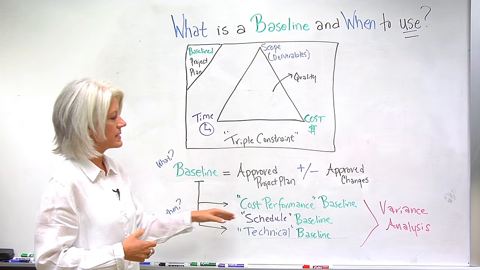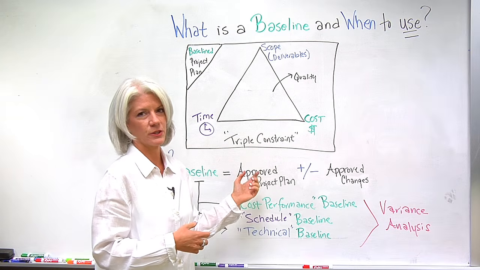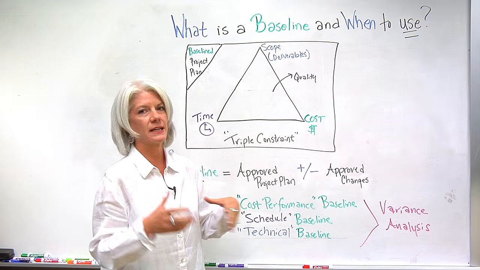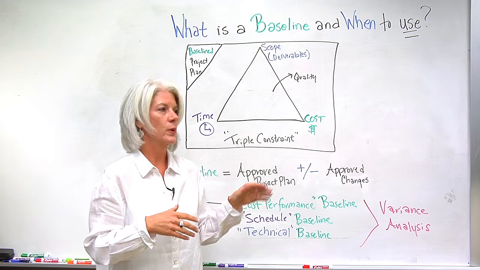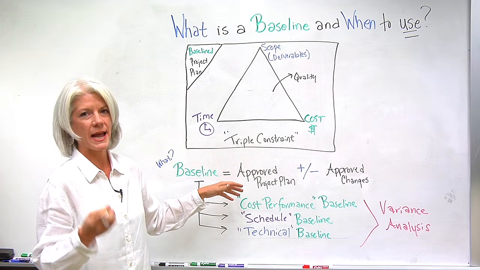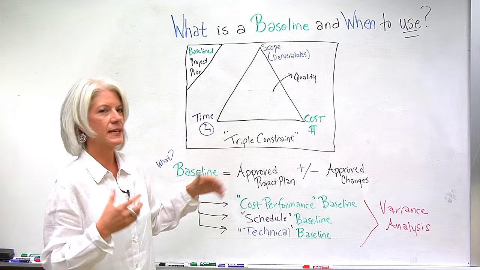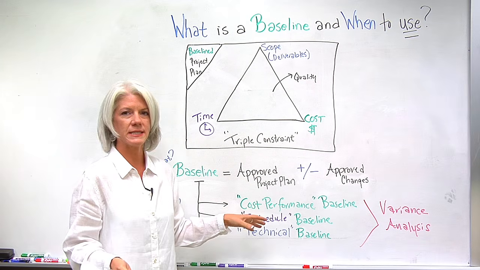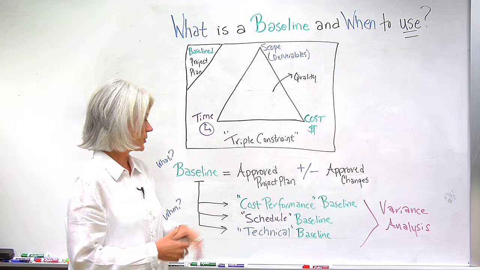The baselines of these factors are the performance factors used for variance analysis. Variance analysis is trying to look at where we are supposed to be and where we actually are. Then we look at what we have to do from a monitoring and controlling standpoint to get the project back on track.